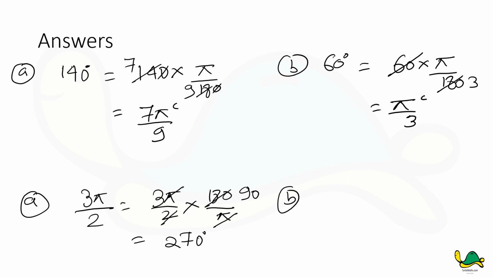Part B. Let's do the last question, which was 7 pi by 4. Here we will get 7 over 4 times pi times 180 over pi. You can use your calculators if you want to.